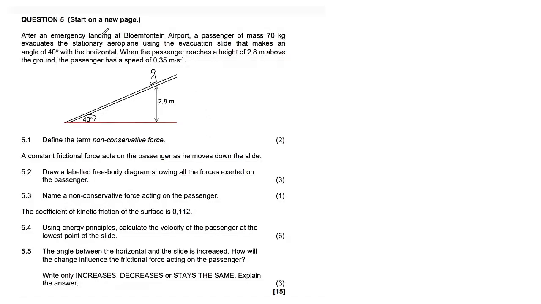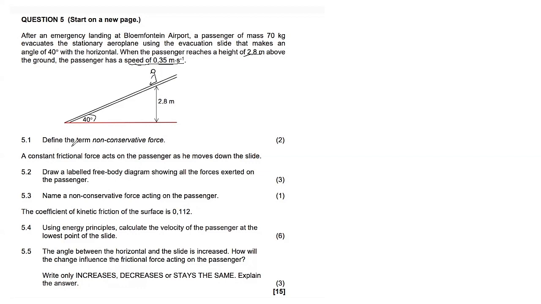Okay, so we have question 5. It says, after an emergency landing at Bloemfontein Airport, a passenger of mass 700 kg evacuates the stationary aeroplane using the evacuation slides that makes an angle of 40 degrees with the horizontal. When the passenger reaches a height of 2.8 meters above the ground, the passenger has a speed of 0.35 meters per second. So now we can see that the whole action here starts when the passenger is at a height of 2.8 meters. So we should consider this to be our initial point or our starting point.